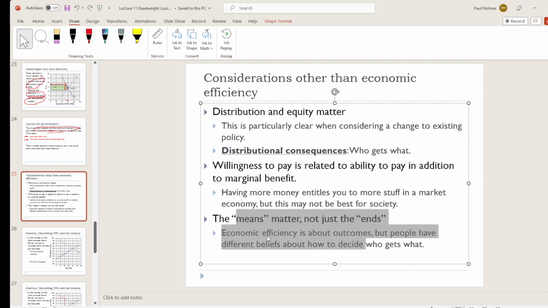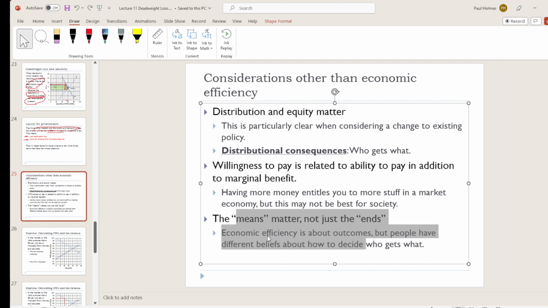Thirdly, economic efficiency only cares about outcomes. We only care about who buys what. We don't, for example, care about how people get the money to buy things. But those means sometimes matter. We might care about how it is that people obtain the ability to produce or to consume things.